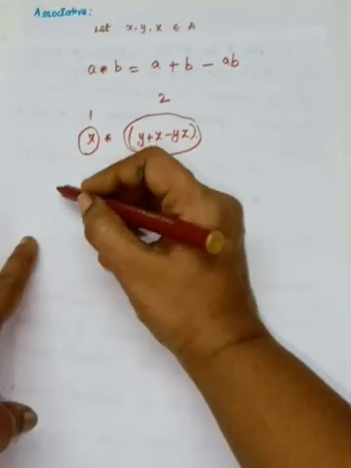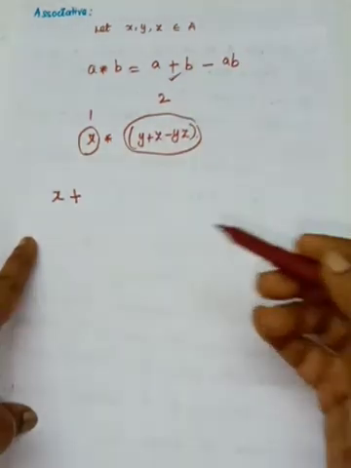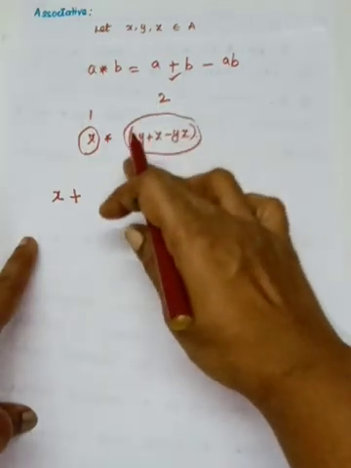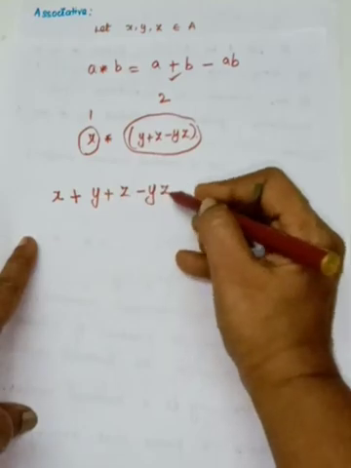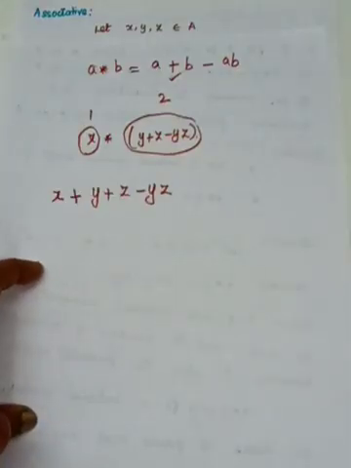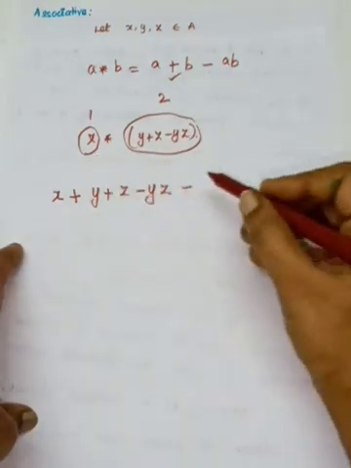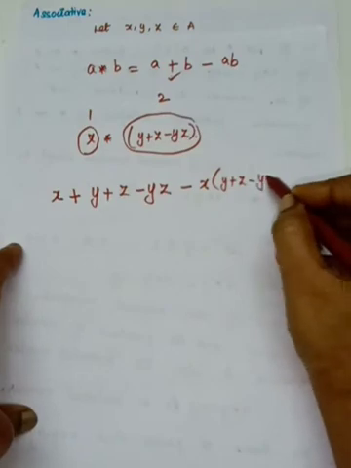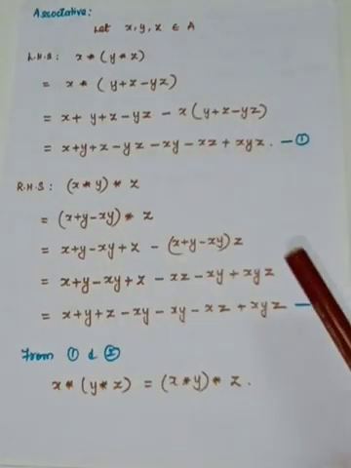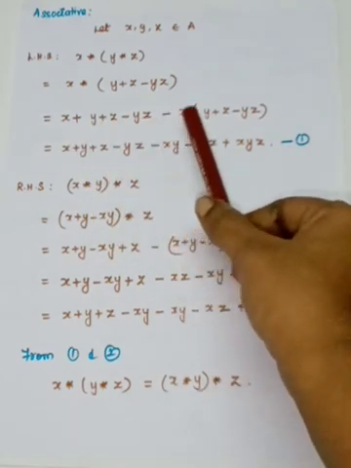Here the first number is x. Next we have to write plus. Next you have to write the second number. What is the second number? It is y plus z minus yz. I have written the second number. Next you have to write minus. Next you have to take the product of these two, first number into second number. Your first number is x and the second number is y plus z minus yz. Look at this answer: first number x, this is the second number, minus the product.